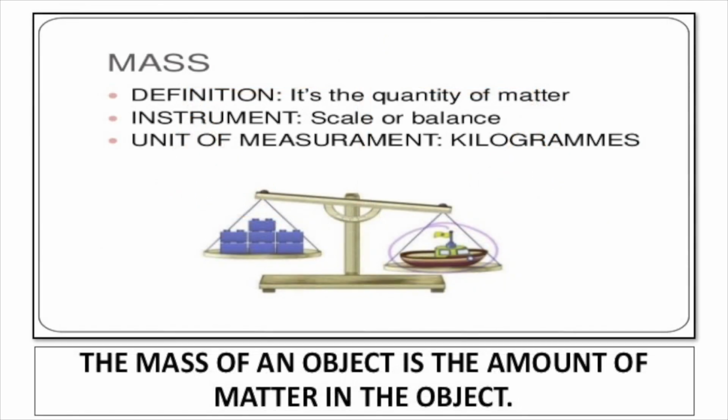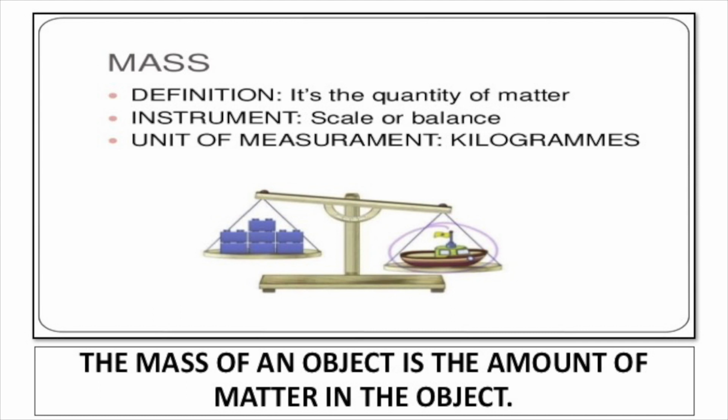The mass of an object is the amount of matter in the object. Yes, mass relates to matter. The definition of mass is the quantity of matter. And the way that we can measure how much mass is in something is through scales or a balance. And usually the unit of measurement is kilograms or grams.